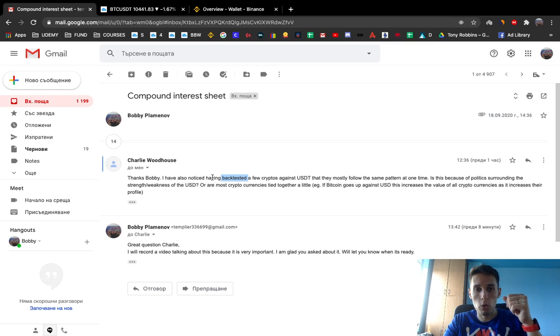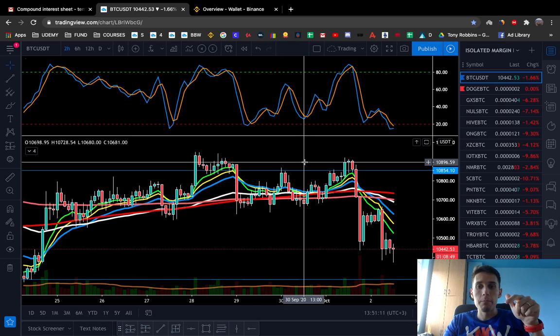So he said, I have also noticed, having back tested a few cryptos against USDT, that they mostly follow the same pattern at one time, right? This is a very good finding, and I'm going to talk about this in a moment. Is this because of politics surrounding the strength or weakness of the USDT, or are most cryptocurrencies tied together a little? So if Bitcoin goes up against USDT, this increases the value of all cryptocurrencies as it increases their profile. So yes, this is the case, right? Let me first make something very clear.